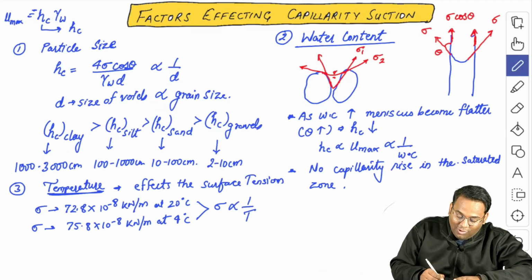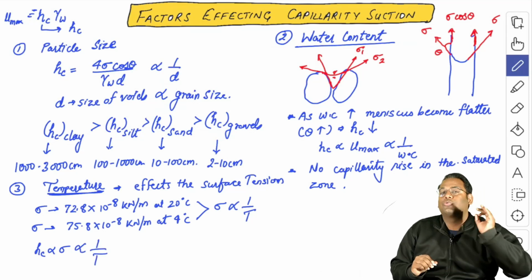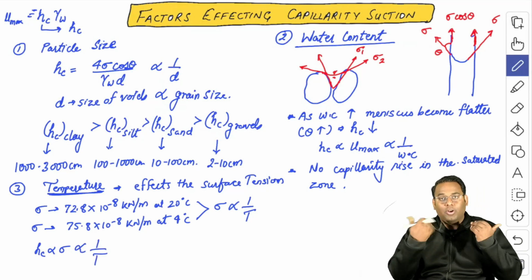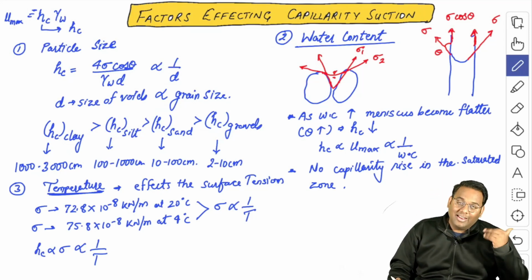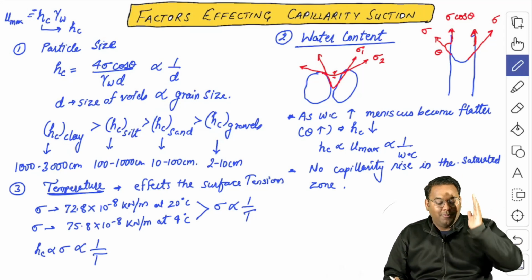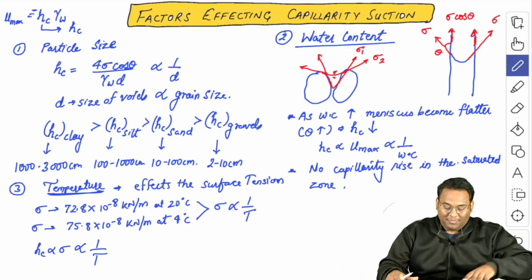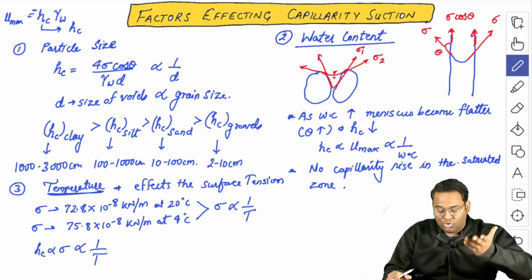And from here, as you already know, HC is directly proportional to sigma, so it will also be inversely proportional to the temperature. That means more is the temperature, lesser will be the height of rise, and hence lesser will be your maximum capillary suction. So that is another point for you to remember here.